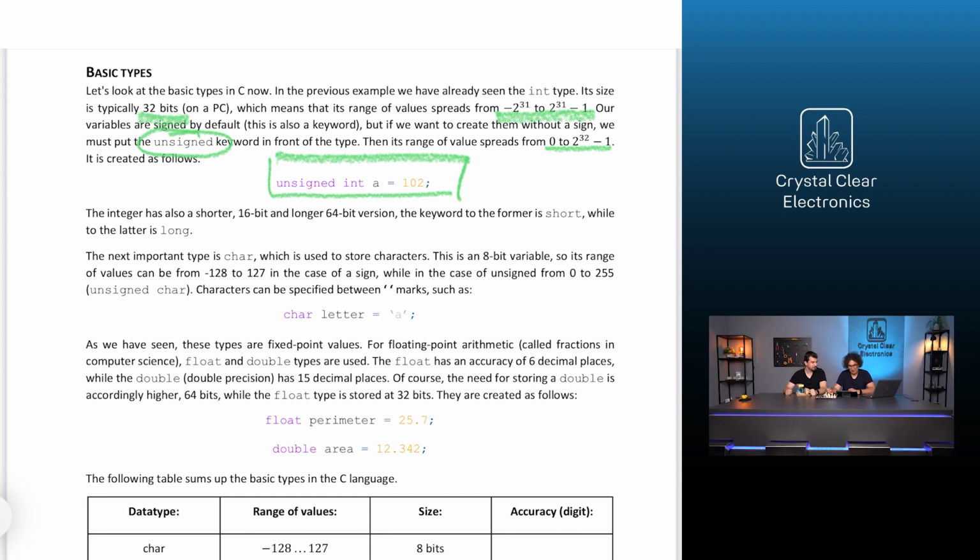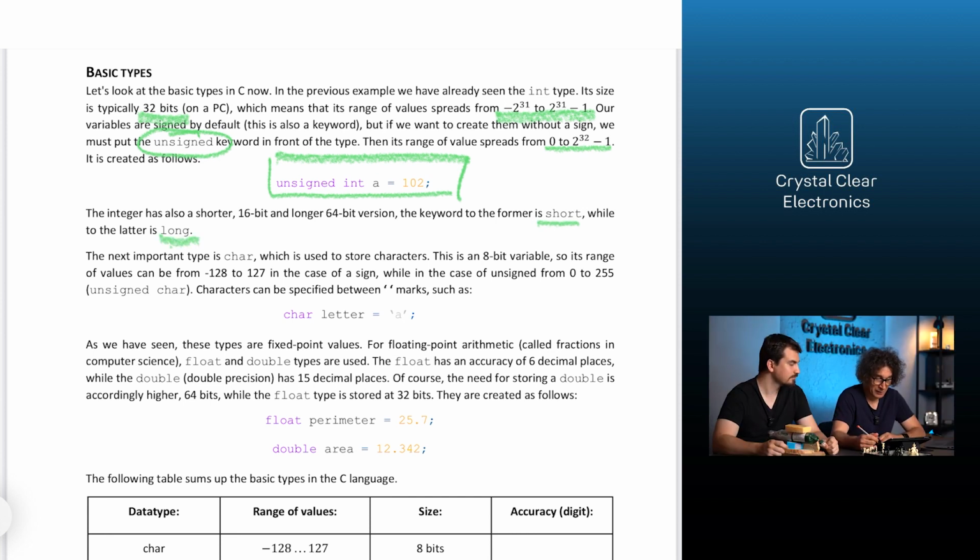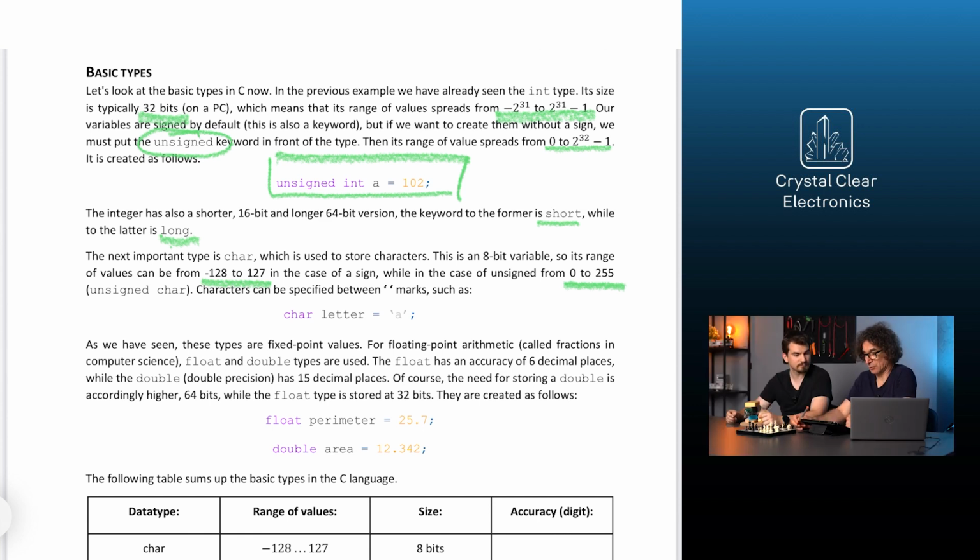The integer also has a shorter 16-bit and a longer 64-bit version. The keyword for the former is short, while for the latter it is long. The next important type is char, which is used to store characters. This is an 8-bit variable, so its range of values can be from -128 to 127 in the case of signed, while in the case of unsigned, from 0 to 255. Characters can be specified between apostrophe marks, such as this.